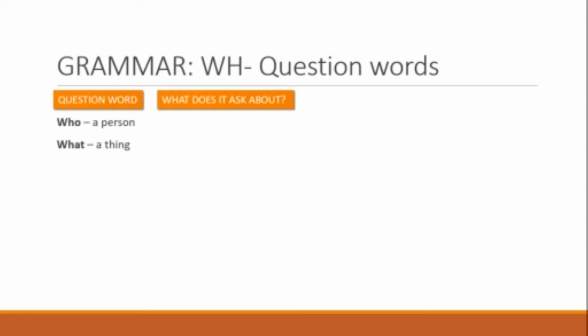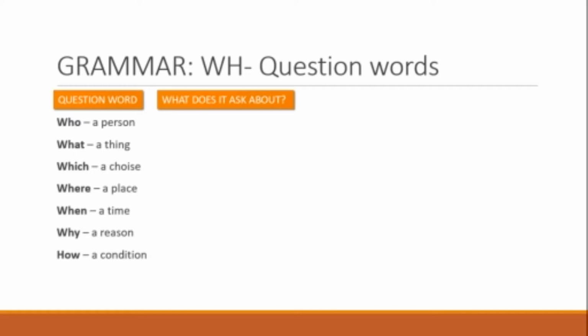What. We use what when we ask about things or name of things. Which. We use which to ask about choice. Where. When we ask about place. When. When we're asking about time, we use the question word when. Why. We use why to ask about a reason. And the question word how. We use this question word when we are asking about a condition or manner.